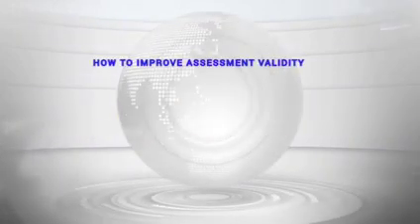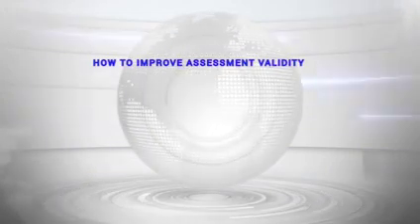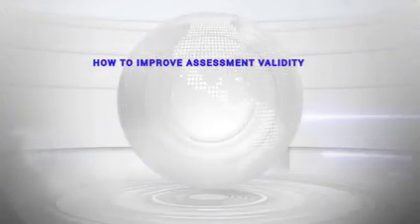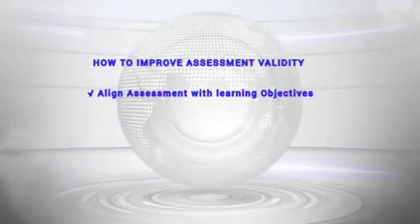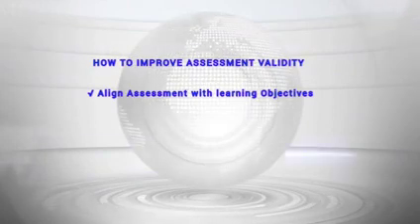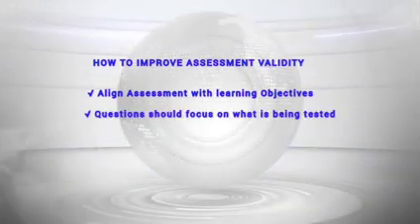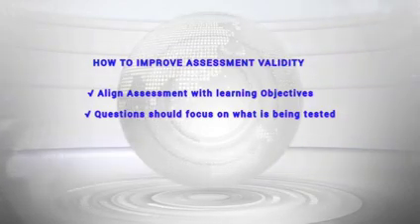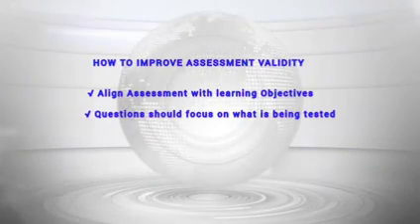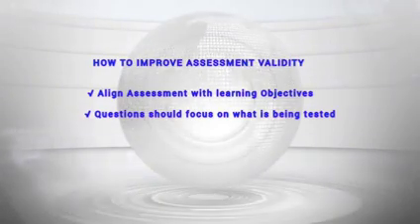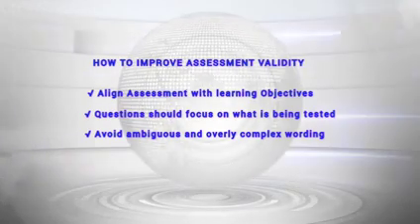For validity, here are some practical steps on how it can be improved. One of such steps involves making sure that our assessments align with our learning objectives. Then number 2, let's say we are testing for math skills. Our questions should focus on maths and not reading comprehension. Lastly, to improve validity, we should avoid using ambiguous or overly complex wordings.